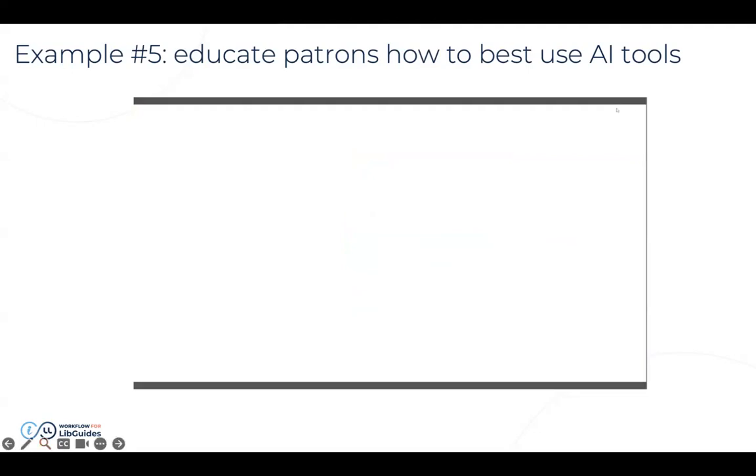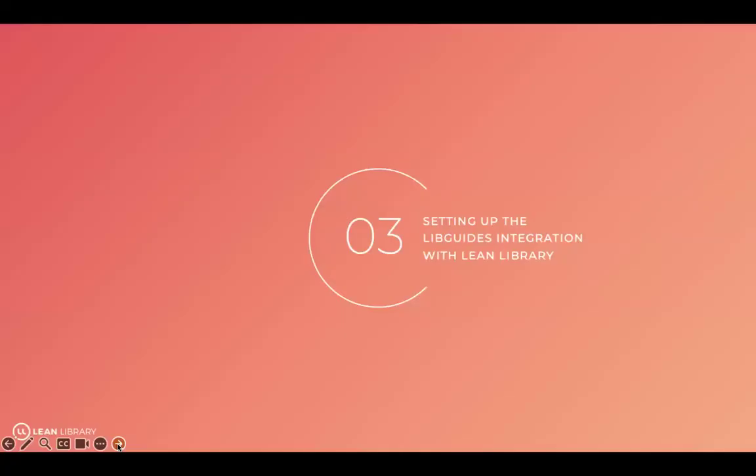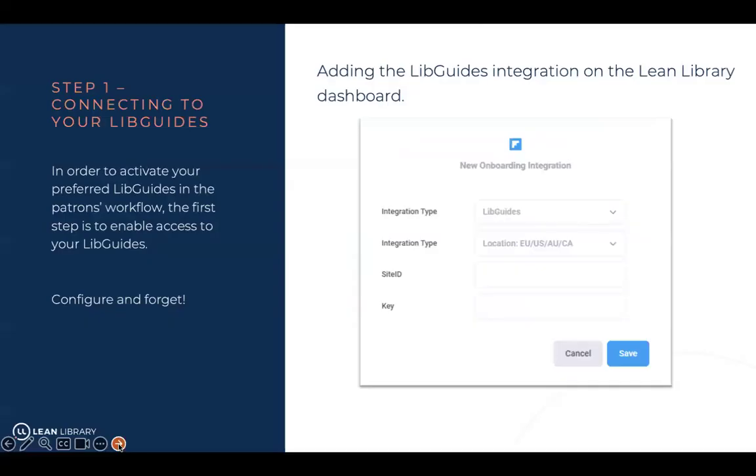So those are all the examples for now. The question that we now have to ask is, how do you set this up? Again, some of you might already be familiar with this, so we'll keep it relatively brief before we get into the example. But basically, you need to set up your LibGuides with Lean Library.